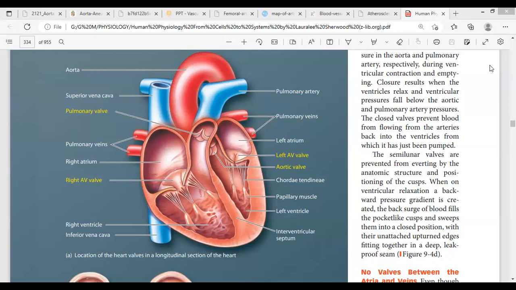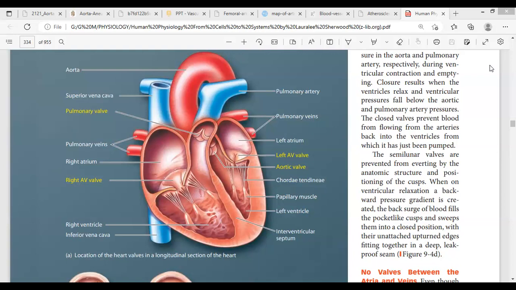Yeah, it sets that pace. And then for the AV node, it's 40 to 60. And then for the bundle of His, it's 20 to 40.